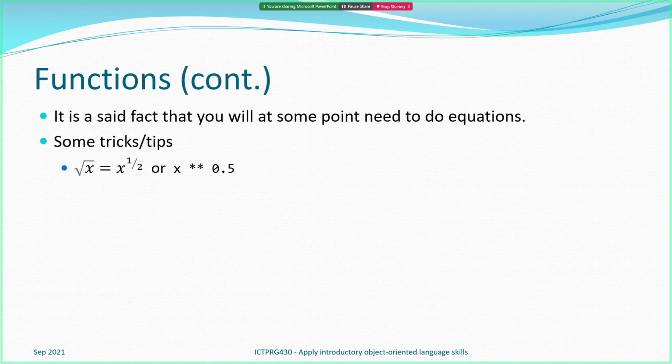Now, Python's very good at doing equations. So how do we do a square root? Well, a square root is x to the power of a half. So how do we do exponents, the powers? x to the power of 0.5 is the square root of x. So just a quick reminder of how the powers work.